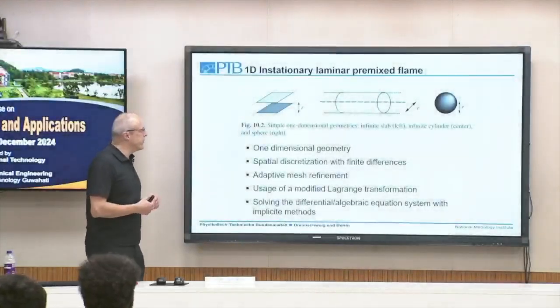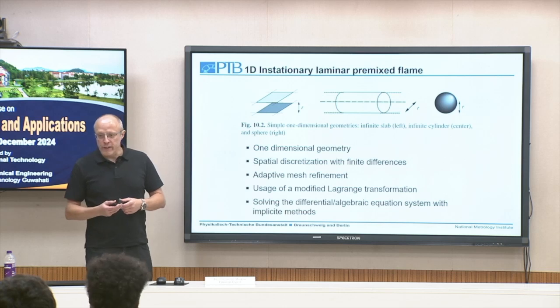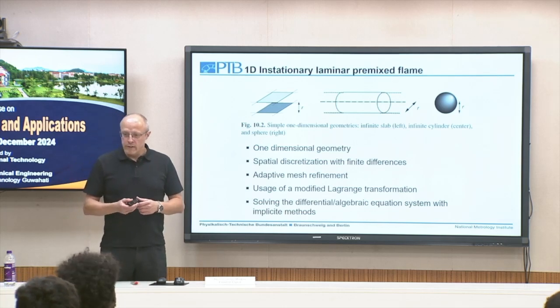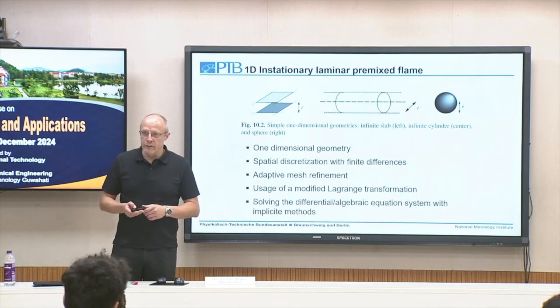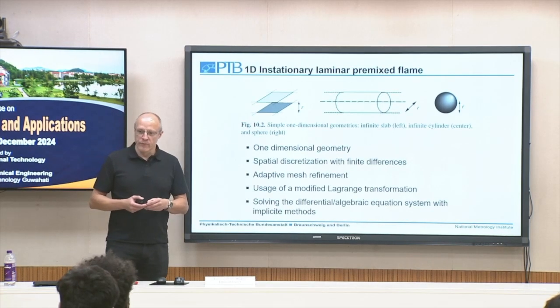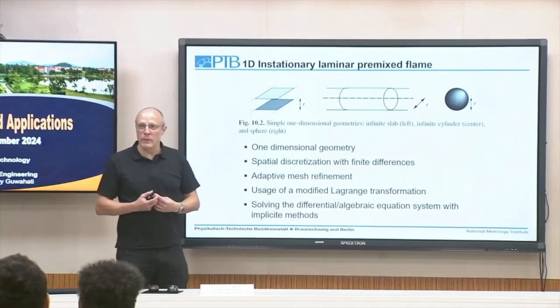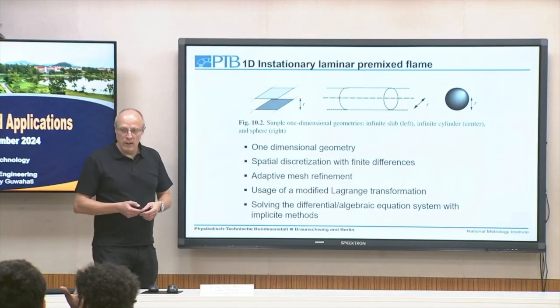Okay, so we can continue. We have seen the equation system and the outcome for 0D configurations for laminar premix flames. Now we extend this to 1D instationary laminar premix flames.